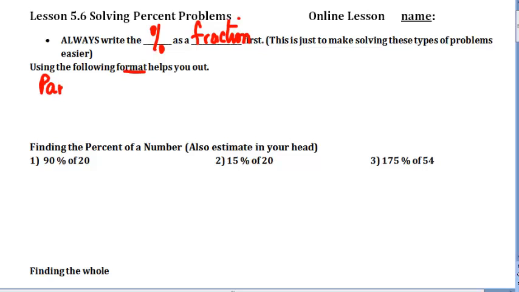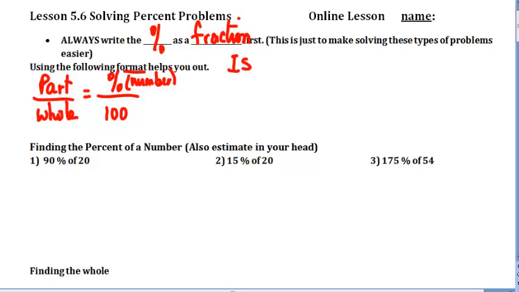I always try to keep this in my mind. This ratio, part over whole, equals the percent, the number that they give you, over the 100. So this is the percent number that they give you, over 100. And then you'll see that there are two words that are used often, which is "is" and "of." For now, just remember that the "is" goes with the part and the "of" goes with the whole. We'll talk about it in a minute later.